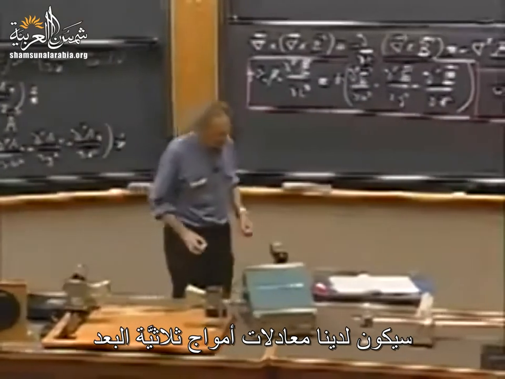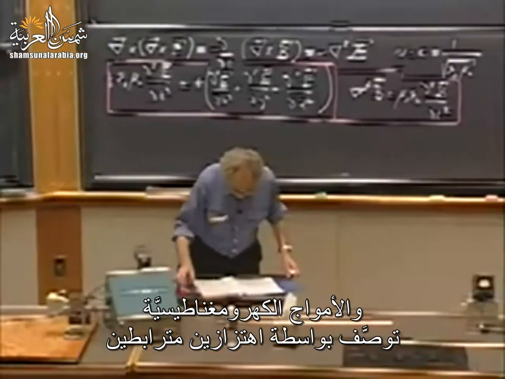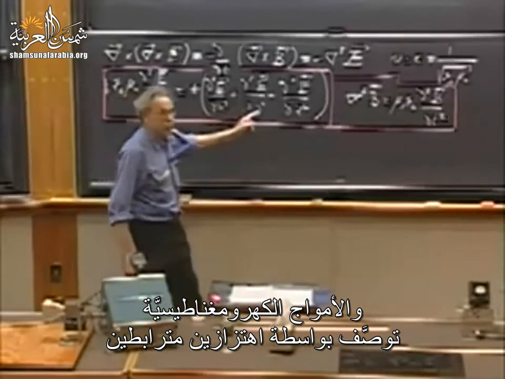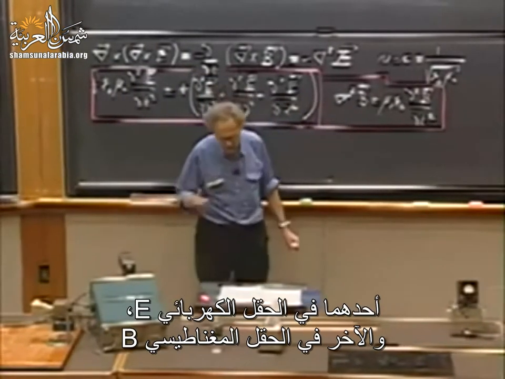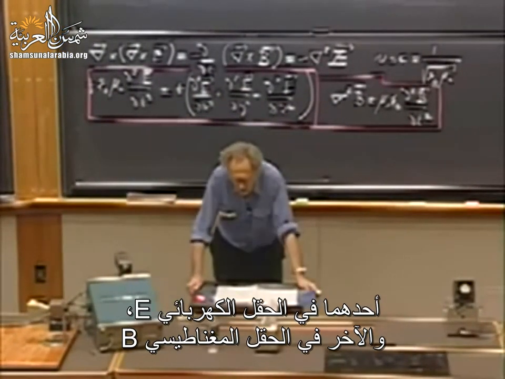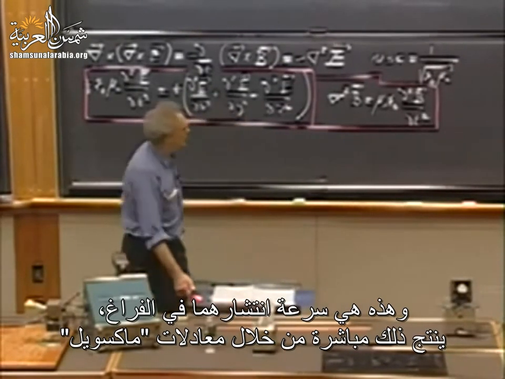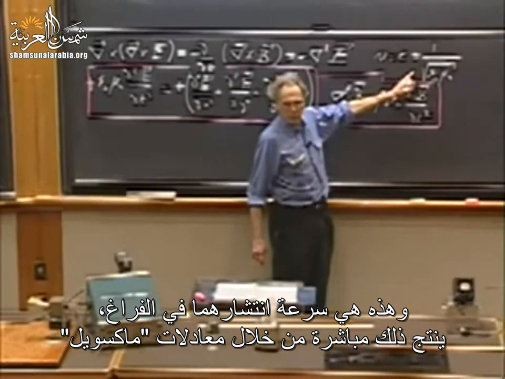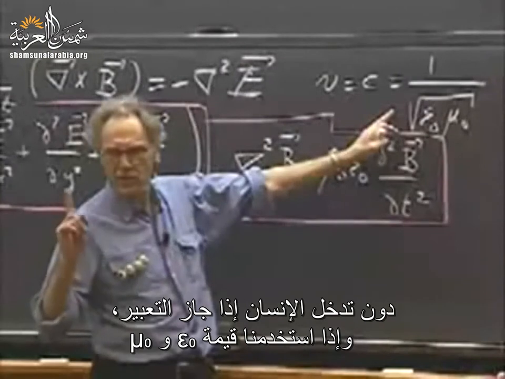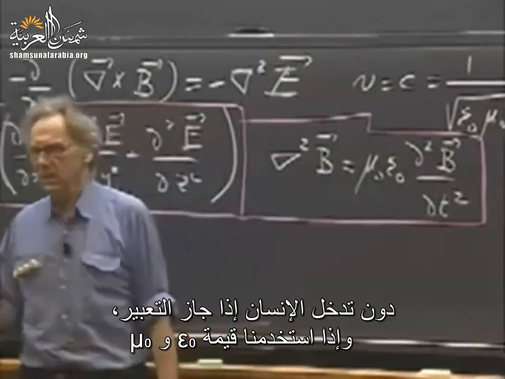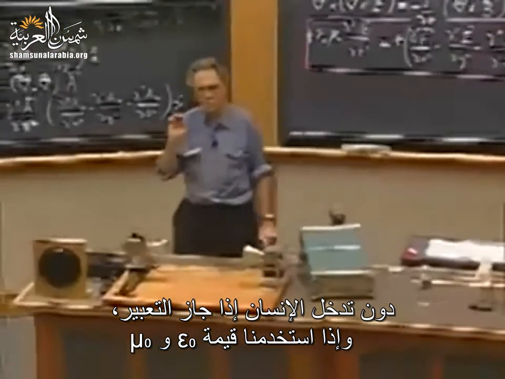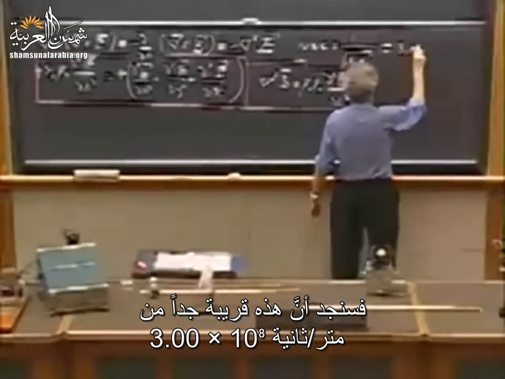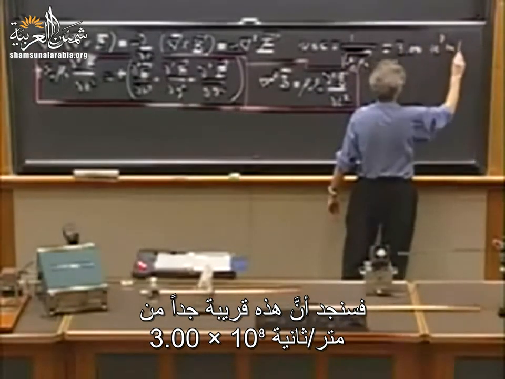So we're going to have three-dimensional wave equations, and the electromagnetic waves are then characterized by two interdependent oscillations, one in the E field and one in the B field. And the speed with which they propagate in vacuum is this, that follows immediately from Maxwell's equations, untouched by human hands, so to speak. And if you use the values for epsilon 0 and mu 0, you will find that this is extremely close to 3.00 times 10 to the 8 meters per second.